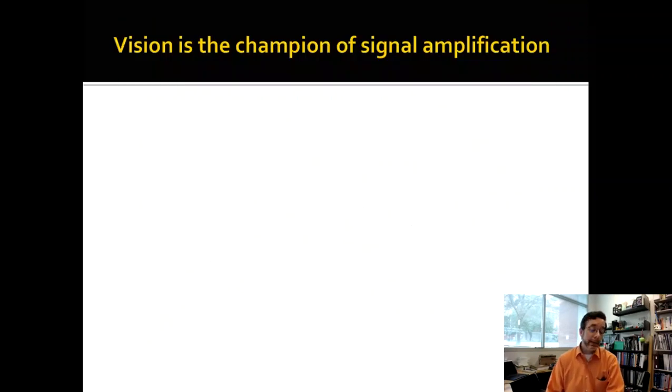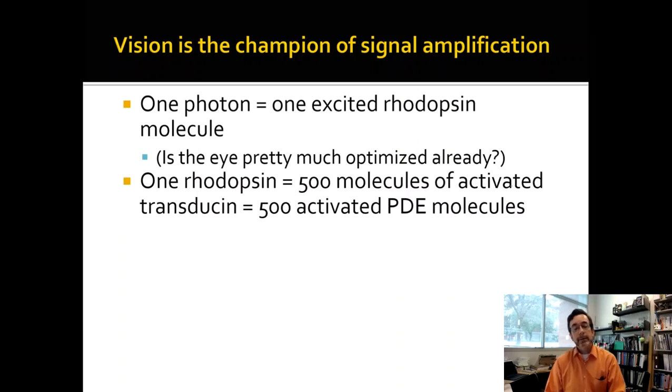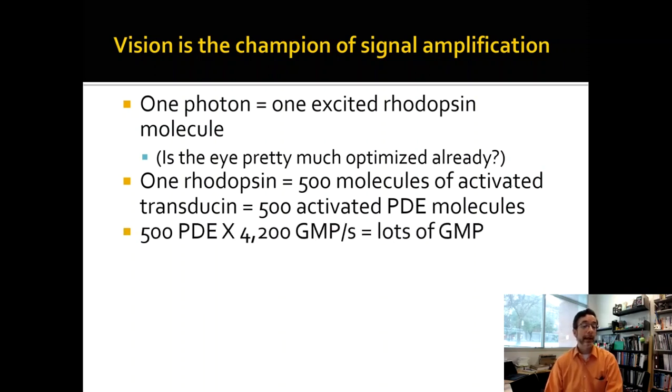So vision is the champion of signal amplification. I think that this weird hyperpolarization arrangement that they do is one of the reasons why it works. You can't get much more optimized than one photon equals one excited rhodopsin molecule equals a nerve firing. And you can actually get to that. The reason why this works is because one rhodopsin can create 500 transducins, which can activate 500 phosphodiesterases, and those can work really fast and amplify.